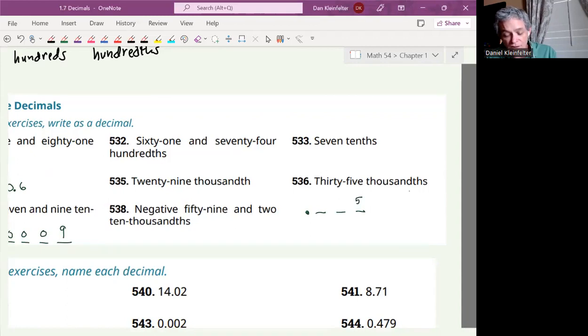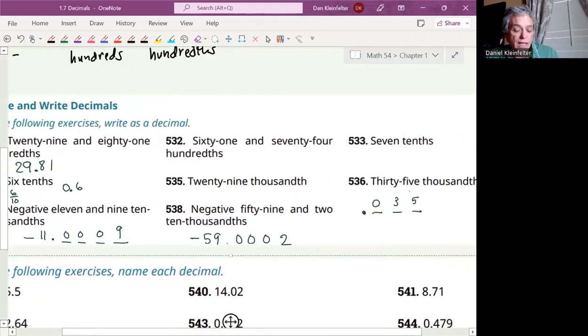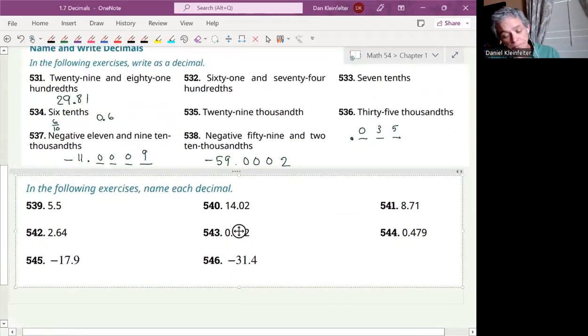That's where the 5 for the 35 will have to go. And so again, we're going to need a 0 to hold a place to ensure that that 5 ends up in the thousandths spot. Okay, negative 59 and 2 10,000ths. Like the 537 that we did a bit ago, the 2 10,000ths place will have to be the 4th digit to the right of the decimal.